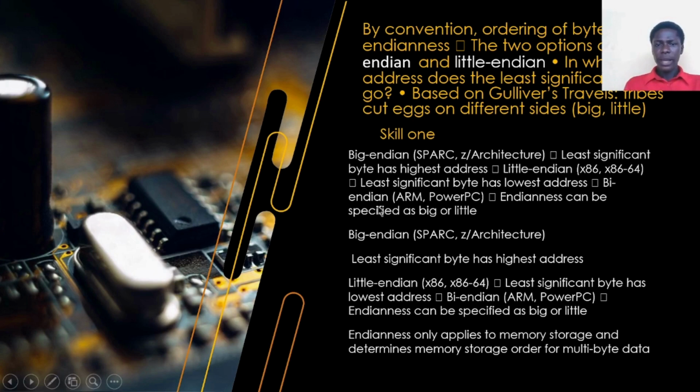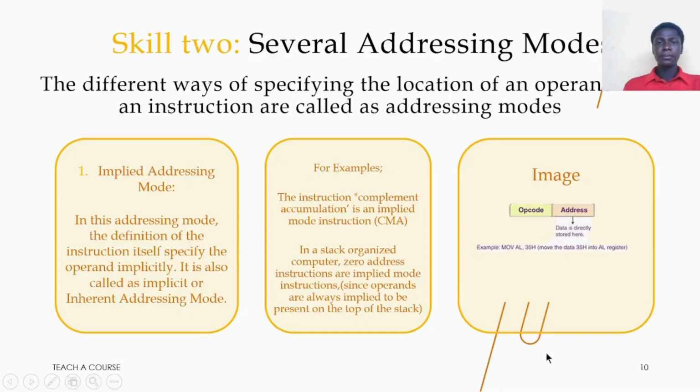Also, linking on with endianness, there is the bi-endian. So take note, we have the big endian, the little endian, and the bi-endian, which can be specified as big or little. In big endian the least significant byte has the highest address, and with little endian, that's x86 and x86-64, it has a lower address. Endianness only applies to memory storage, and it determines the memory storage order for multi-byte data.